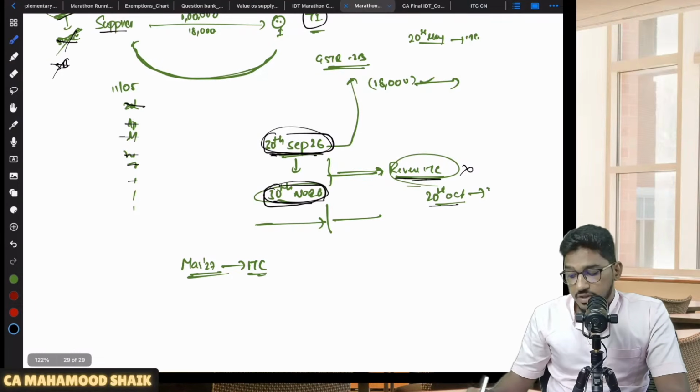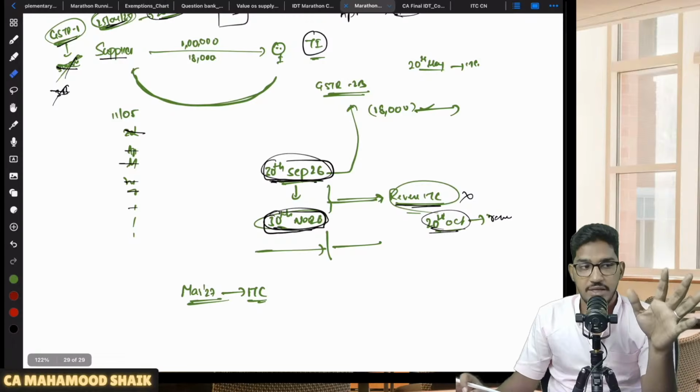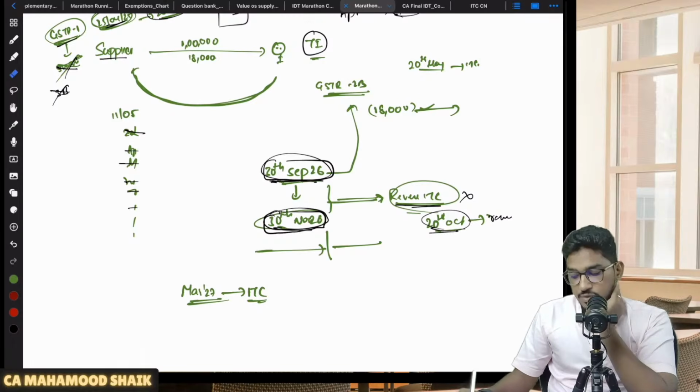Let us say on 20th of October, I have reversed my 18,000 rupees of ITC. The department has intimated me, so I reversed it. Whatever ITC I have availed, that I have reversed.